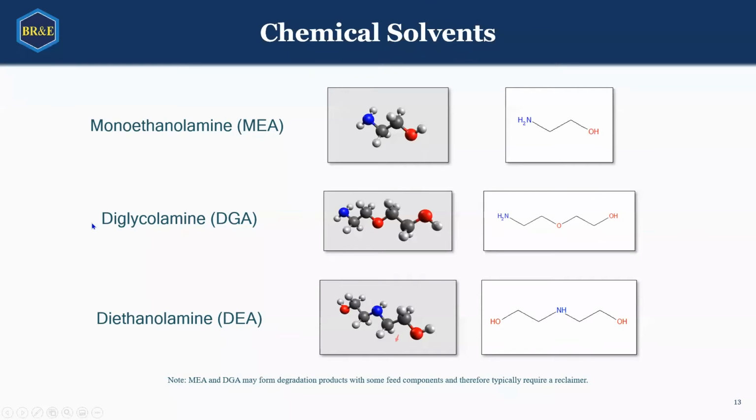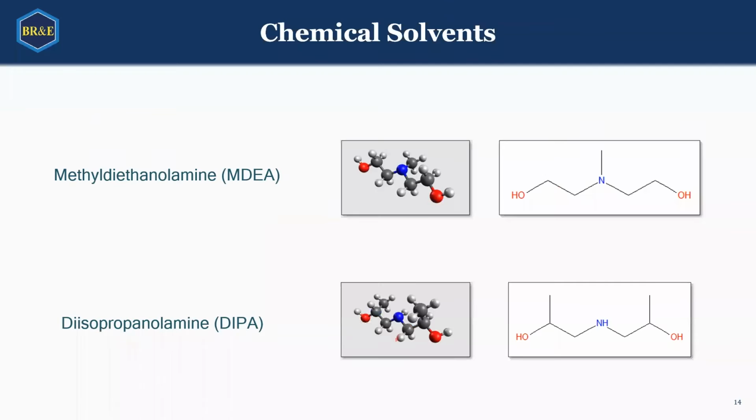Another one is diglycolamine, DGA, or diethanolamine, DEA. And then we have some tertiary amines, for example MDEA, which is very commonly used, and also DIPA, diisopropanolamine. All right, so this was just to show you how these molecules look, because when I'm showing them to you in ProMax, you're just going to see the MDEA. So I just want to give you an overview of how these molecules look.